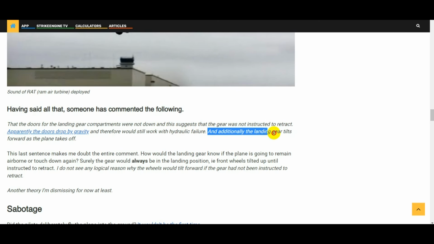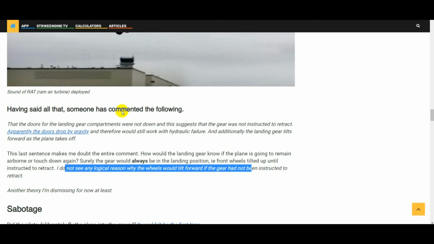But then they also say, additionally, the landing gear tilts forward as the plane takes off. So they're saying that as soon as the weight gets off the landing gear, these wheels will tip forward, like the front of them will be lower than the rear. And for me, that last sentence makes me doubt the entire comment. How would the landing gear know if the plane was going to remain airborne or touch down again? Maybe those doors don't come down under gravity. There is some hydraulic resistance on them.